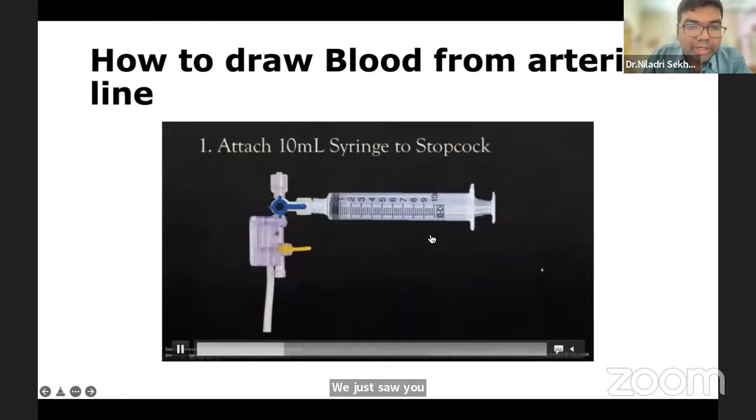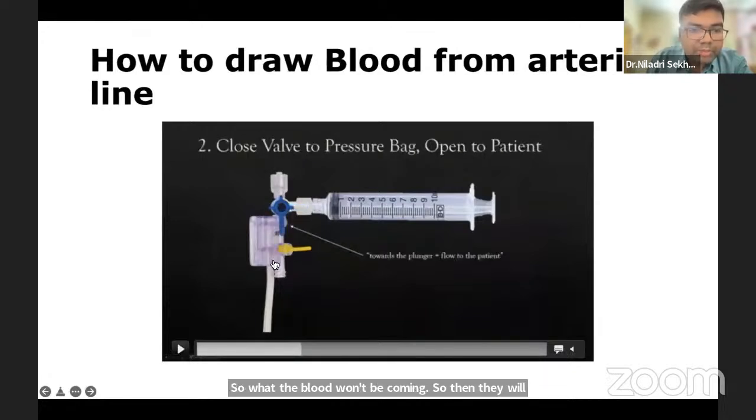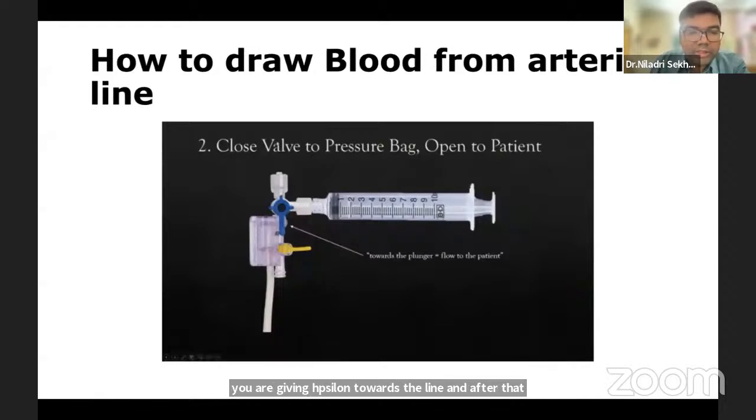So they have connected a 10 ml syringe to the stopcock, and first you see the stopcock is towards this side, which means it is blocked, so the blood won't be coming. Then they slowly rotate it towards the below one, so from below, the fluid is coming. Now the syringe is connected directly towards the patient. If you aspirate here, first a little bit of heparinized saline will come, because you are giving heparinized saline towards the line, and after that slowly the blood will come. You can see, usually there will be diluted blood. After that, red colored blood will be there.